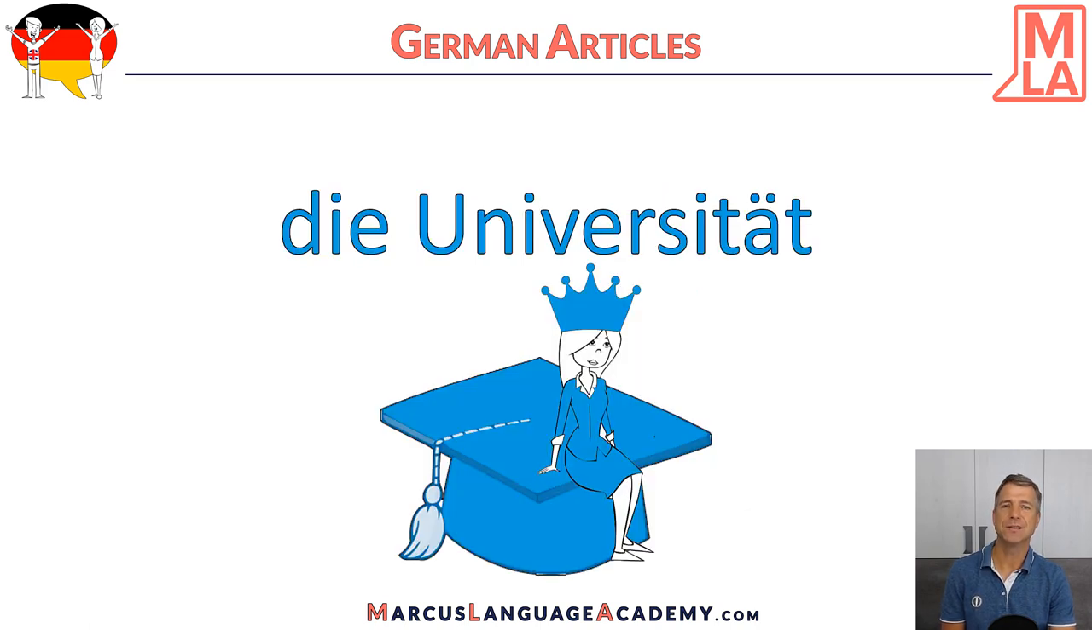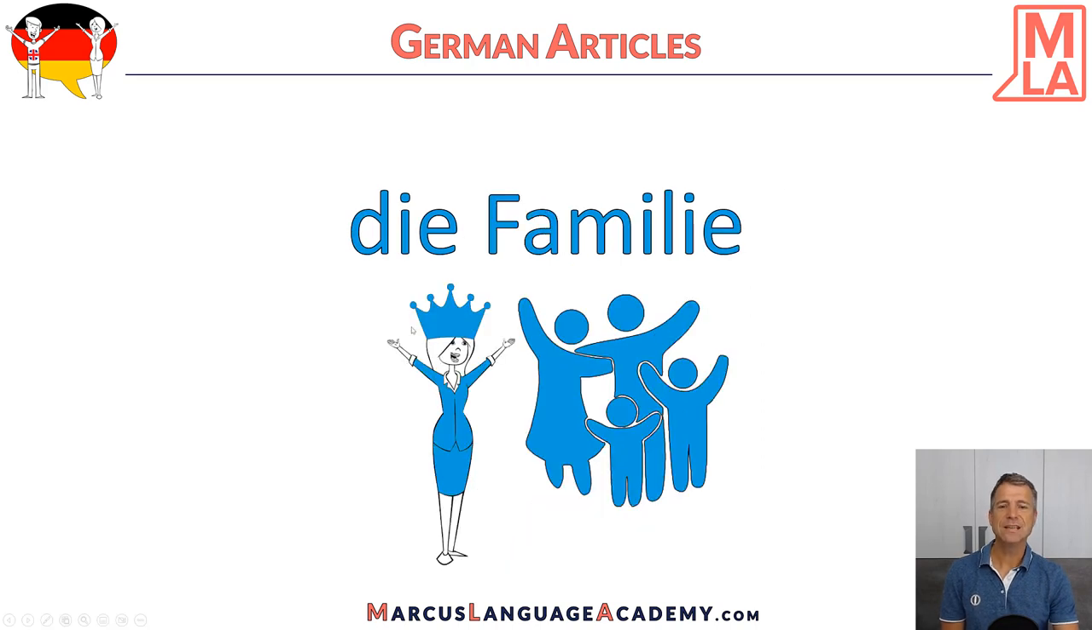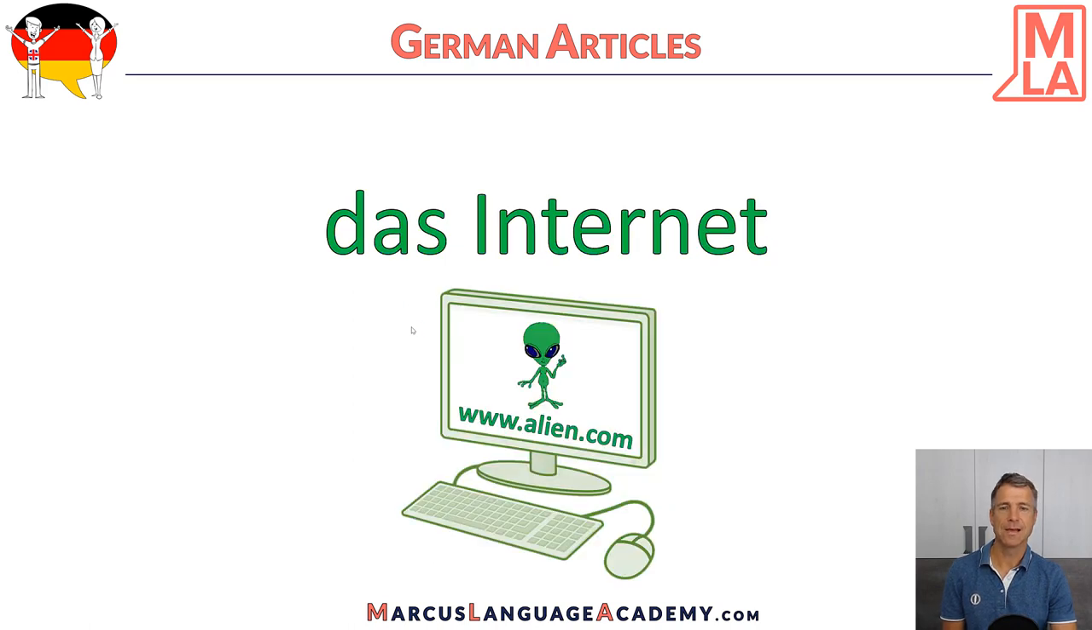Die Universität. The princess goes to the university. Die Familie. So the princess has her family. No, die Familie, a big family. Das Internet. The alien has a homepage.